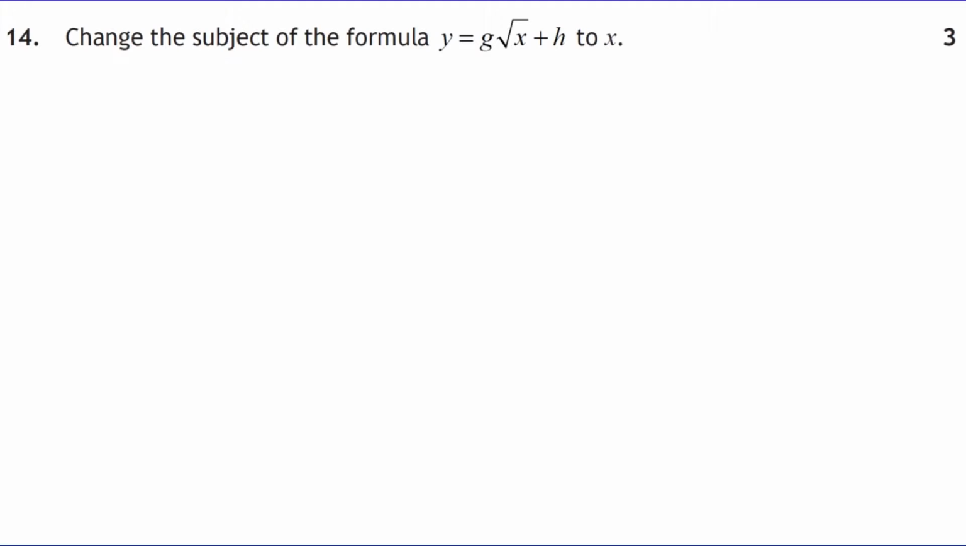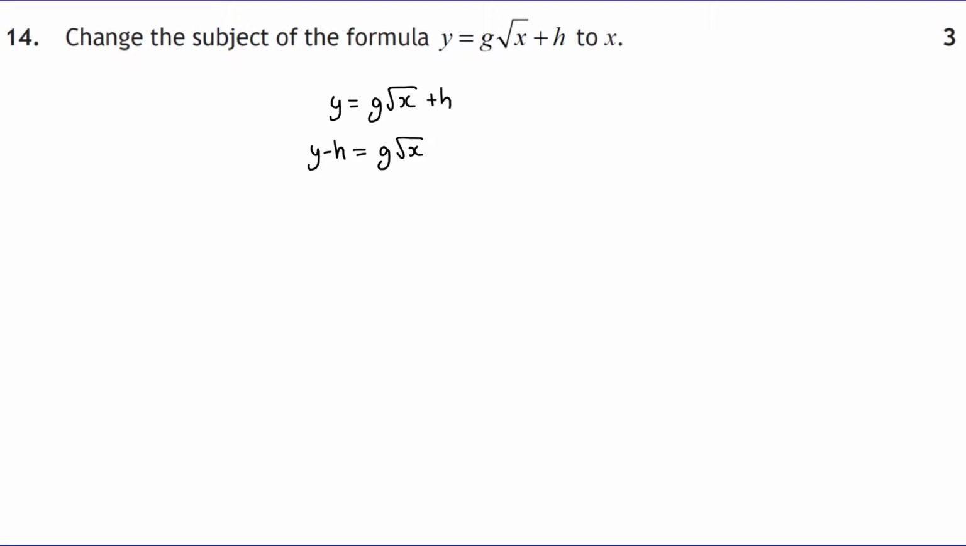Okay, question 14, change the subject of the formula, y equals g root x plus h. So we're looking to gradually break this down until we get the x term on its own. The first thing I'm going to do is get the g root x on its own by taking away h from both sides. So we end up with y minus h equals g root x.